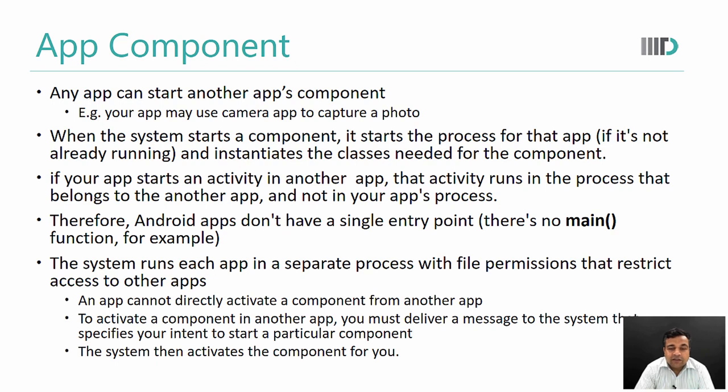As told earlier, the system runs each app in a separate process with permissions that restrict access to other apps. So an app cannot directly activate a component from another app, but what it does is that it makes a request to the system. And when it makes a request, the system activates that component for the app.